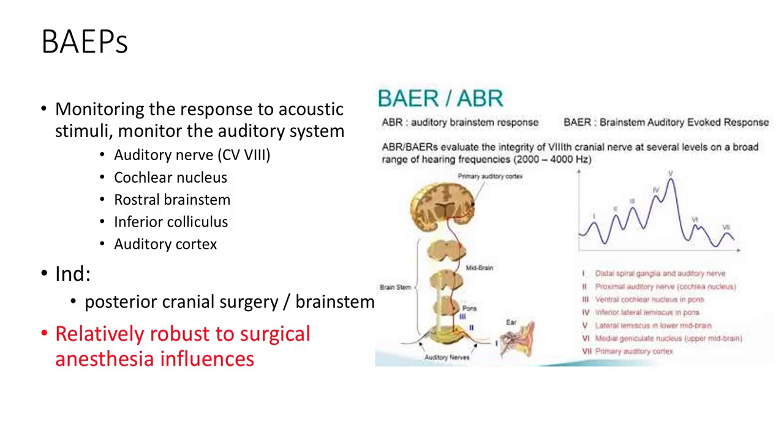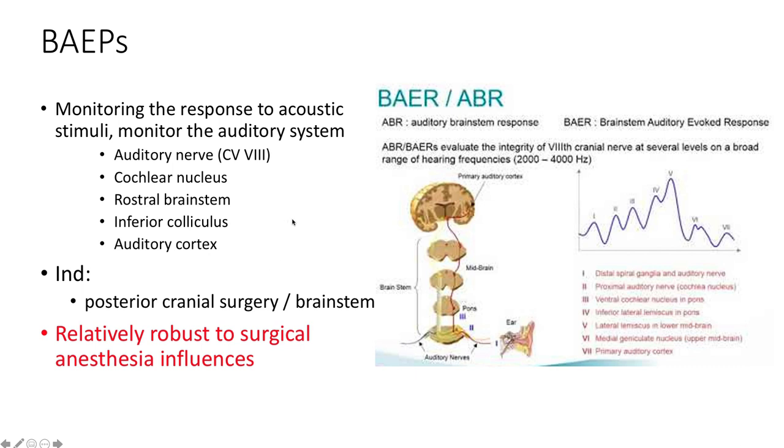The brainstem EPs, the auditory brainstem response, now goes to a localized cranial nerve, meaning the eighth cranial nerve. And we are stimulating the acoustic nerve, and then we monitor how this will be transmitted to the auditory system. So we're going through the auditory nerve, the cochlear nucleus, the rostral brainstem, the inferior colliculus, and then to the auditory cortex.